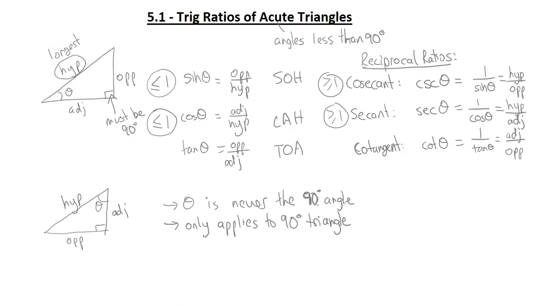So let's look at some examples and see how this works. So here's our first example. I'm going to draw a triangle, and I'm purposely not going to draw it oriented in a nice way, just so that we have to think about this a little bit.